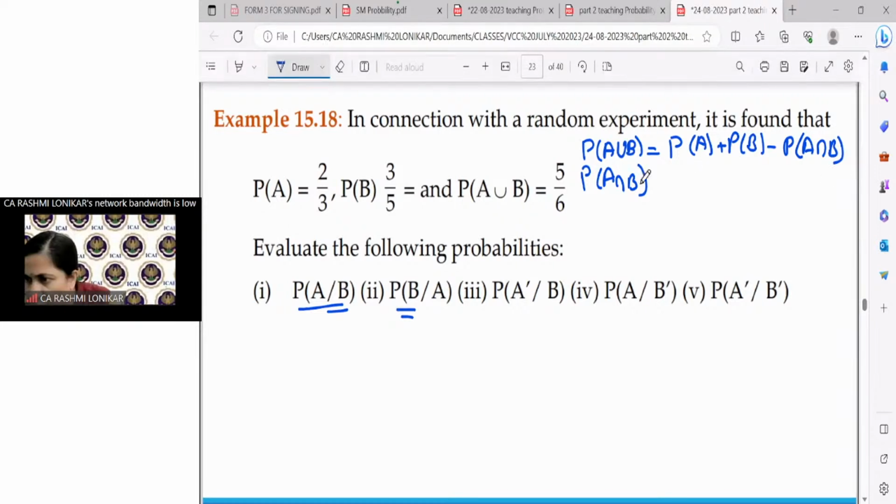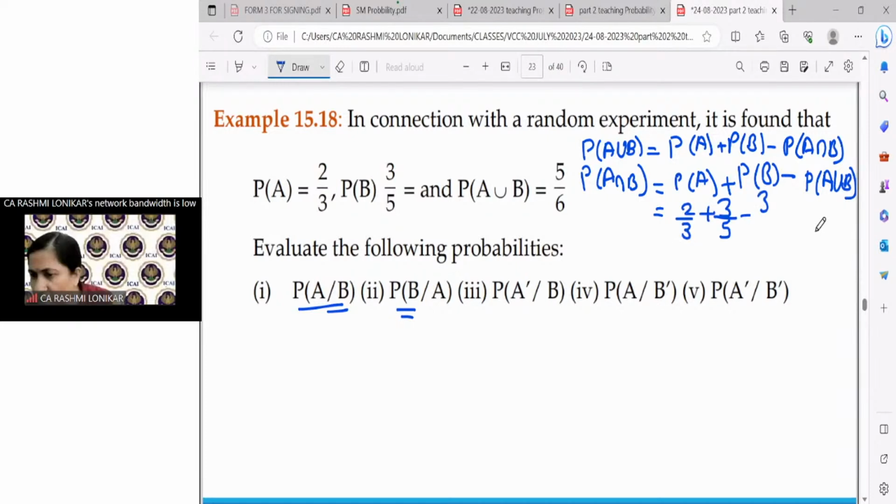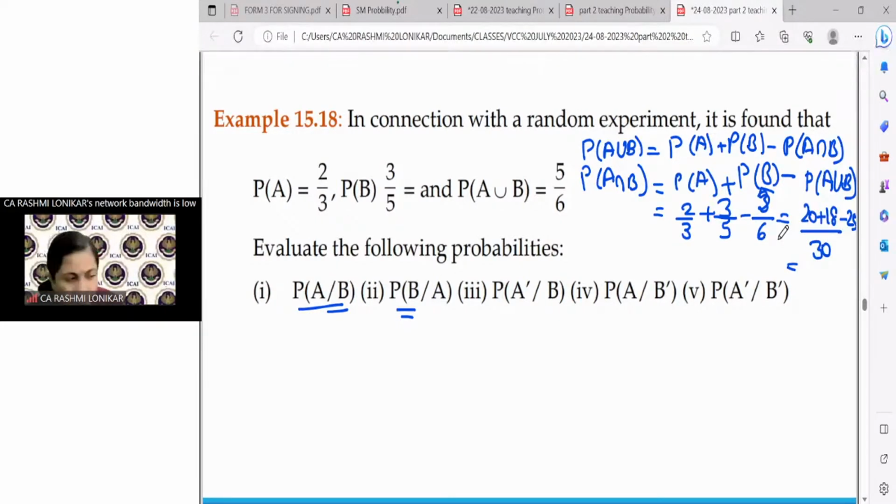So this is equal to P of A, which is how much? 2 by 3. P of B is 3 by 5, minus 5 by 6. So how much is this? I can take the denominator as 30, so this is 20 plus 18 minus 25. So how much is this? 38 minus 25. So it is 13. Okay, so 13 upon 30.